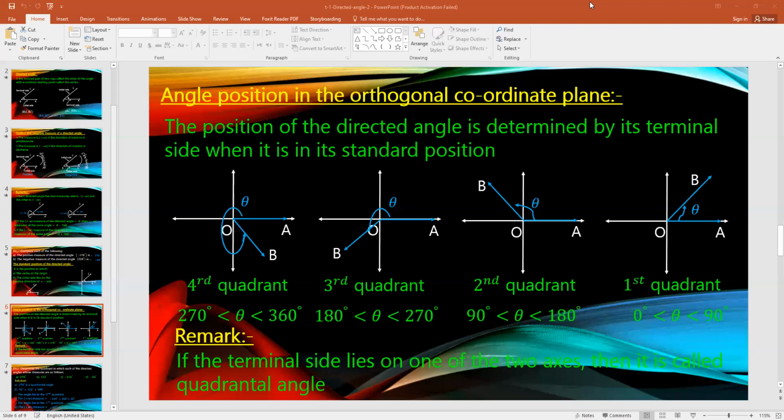What is the meaning of the standard position of the directed angle? This is the directed angle. Its vertex is the origin point, and the initial side lies on the positive direction of the x-axis. Here, the angle lies in the first quadrant if the terminal side lies in the first, and also in the second if the terminal side lies in the second, and the angle is called quadrantal if the terminal side lies on one of the two axes.